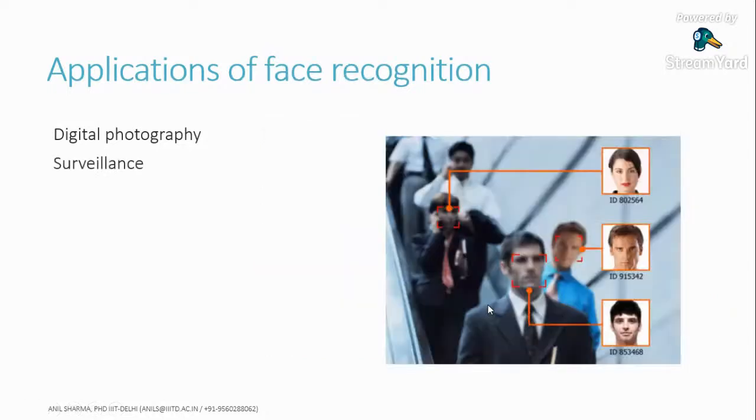quality face images. Another application is surveillance, where the system has to recognize all the persons coming into a building. So for example, in this image, the system is identifying the identities of all the faces. And if an unknown face comes in the building, then the system can automatically inform the security.